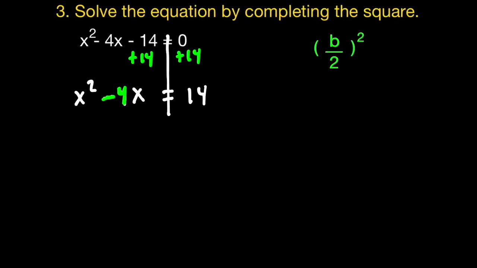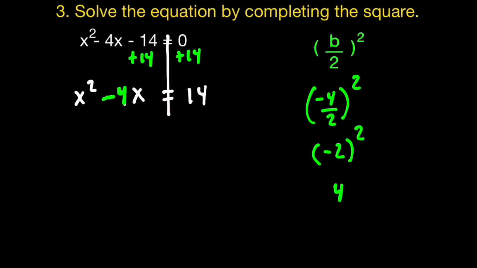Here, that's going to be the negative 4. So let's grab negative 4, divide it by 2, and we'll square that. Let's simplify what's inside of the parentheses first. So negative 4 divided by 2 gives us a negative 2. And when we square that, negative 2 being raised to the second power is going to give me a positive 4.